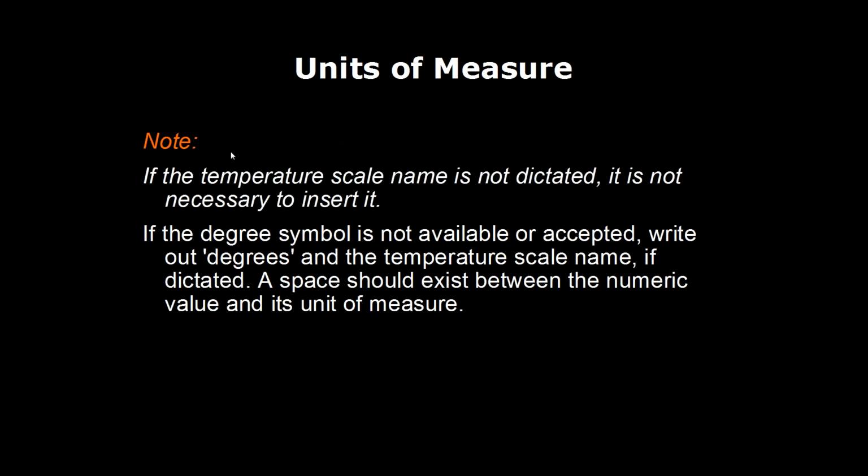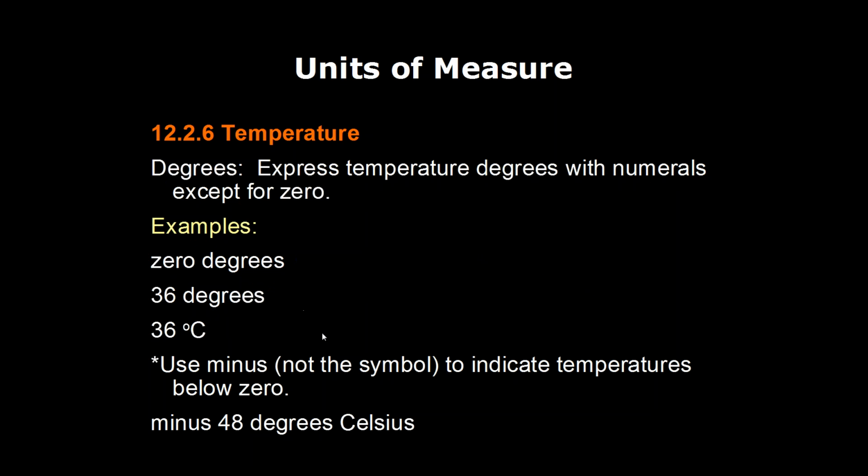Okay, and just a note here: if the temperature scale name, Celsius or Fahrenheit, is not mentioned, you don't have to insert it. It's not necessary. And if the degree symbol is not available or accepted, you write out the word degrees and the temperature scale name if they're dictated. And a space should exist between the numeric value and its unit of measure. So essentially, you see there's no space between the degree symbol and the Celsius, but there is a space before the degrees. If you were typing out degrees Celsius, or the word Celsius, it would of course be a space after the number, and in between degrees and Celsius, as you see here.